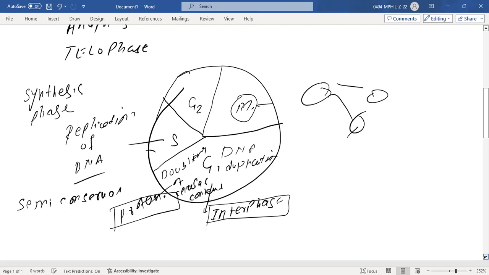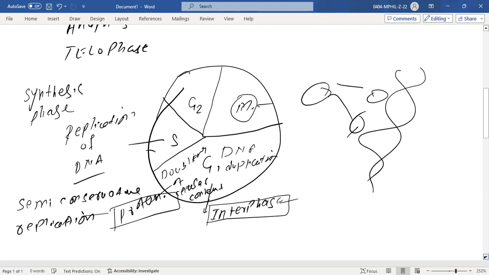Semi-conservative replication. It's a very different topic. Definitely, it's not part of this discussion, but I just want to make you recall that this is semi-conservative replication, and in this case, let me tell you one thing. For instance, you have a strand, and there is a double bond.